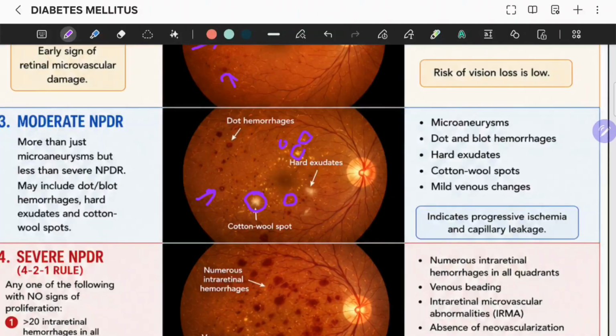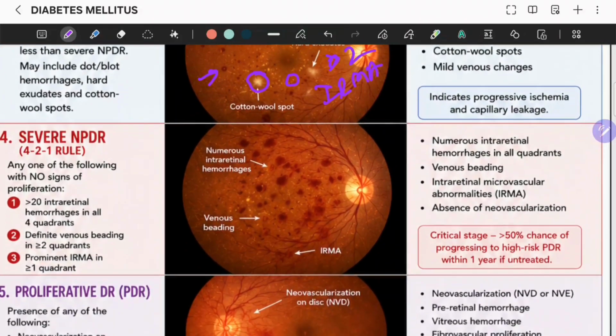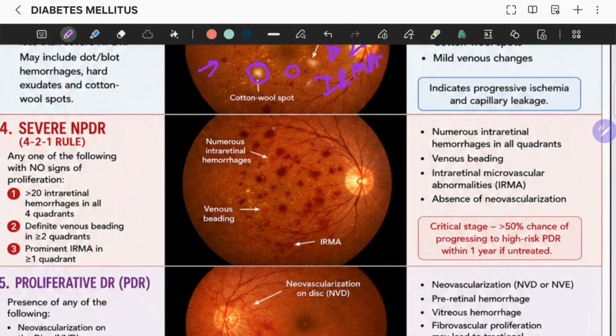Okay, but they are not so much that you can say it is severe NPDR: more than 20 hemorrhages in 4 quadrants, or venous beading in at least 2 quadrants, or IRMA formation in at least 1 quadrant. This criteria is not met here. Here in severe you can see the hemorrhages.